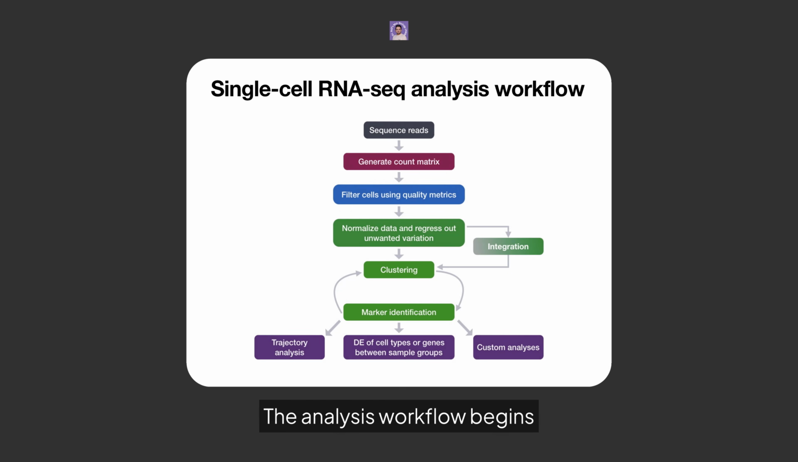The analysis workflow begins with sequence reads, then builds a count matrix. We filter cells using quality metrics, normalize and remove unwanted variation, and optionally integrate datasets. Next, we cluster cells, identify marker genes, and perform downstream analyses such as trajectories or DE.